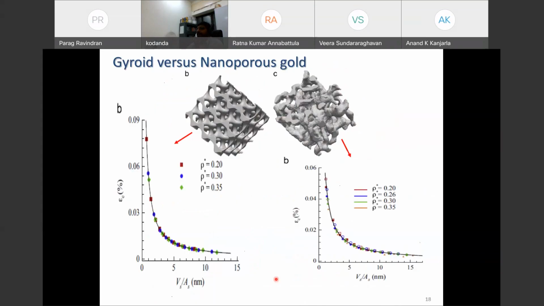Once we have established this, then we went on to look at the real structures. Initially, we looked at gyroids, which are lattice materials, in the sense they are periodic and regular porous structures, and looked at how the strain for a given amount of charge, where we kept the charge constant, varies as a function of the length scale and also as a function of the volume fraction. The rho star indicates the volume fraction of the material here.